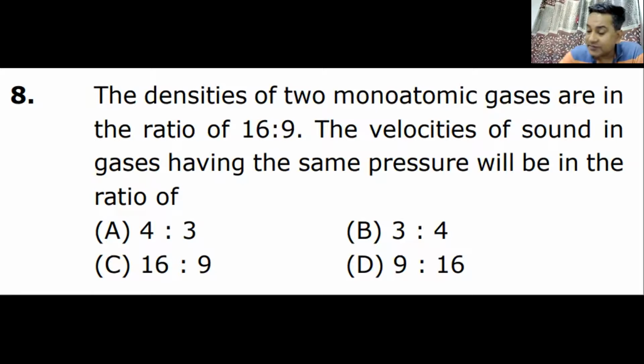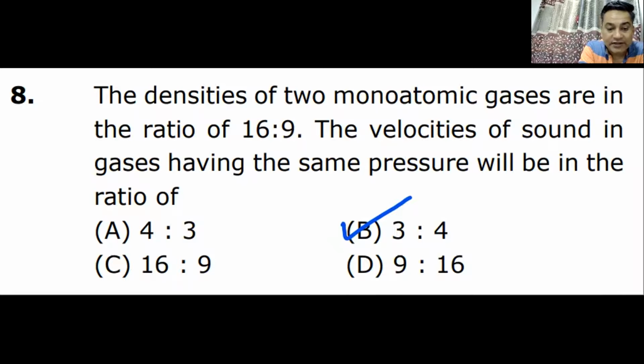And the answer is definitely 3:4. Remember, it is inversely proportional to root of density. If the density is more, speed is less. If the density is less, speed is more. Do we understand this? Yes or no? Well done, bacha. Well done. These are the types of questions that come.